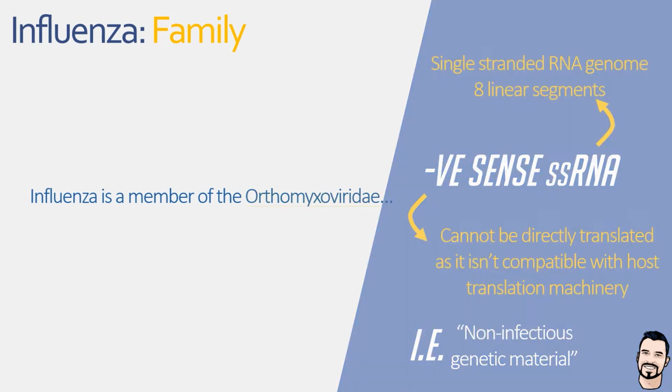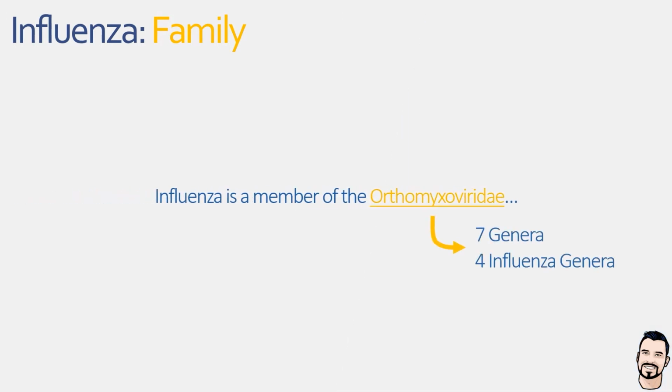Okay, so moving on, I originally said influenza was a member of the Orthomyxoviridae virus family. Now within this virus family, there are 7 different genera, 4 of which relate directly to what we call influenza. Therefore, when we talk about the influenza virus, we're not just talking about a single virus, we could be referring to a group of viruses.